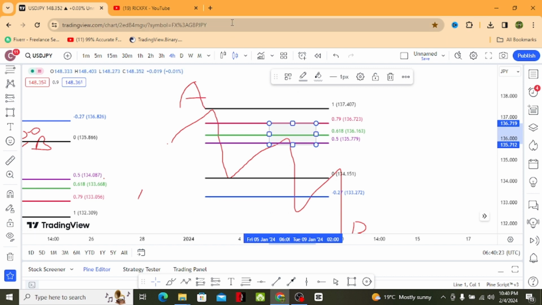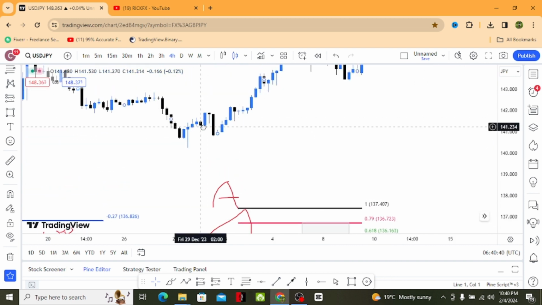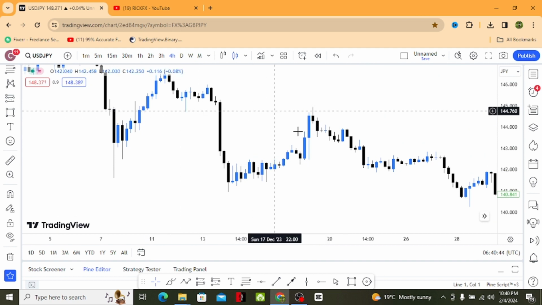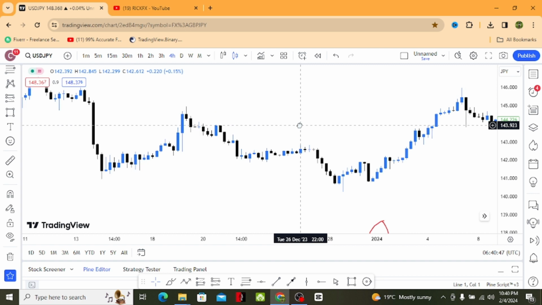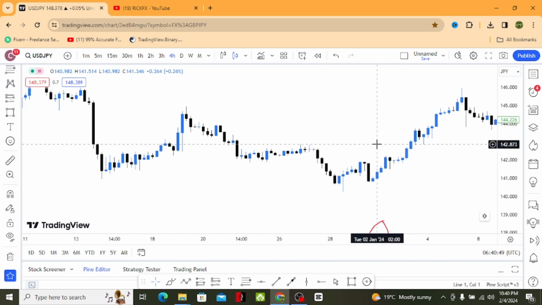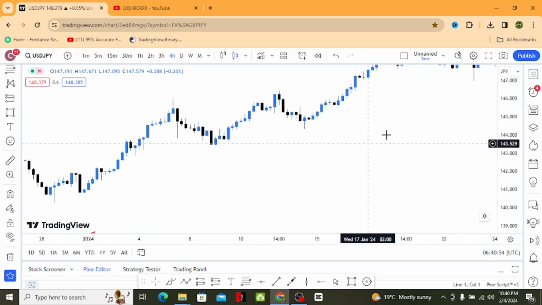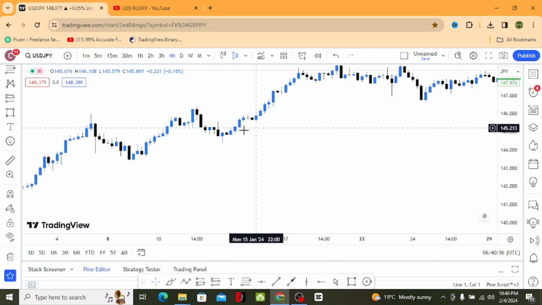This is just the graphical representation of how to use the Fibonacci retracement tool. Let me take you guys to the charts to show you a practical example of how this works. Okay, now we are on USD Japanese yen. This is the USD Japanese yen chart. This is a 4 hours time frame.